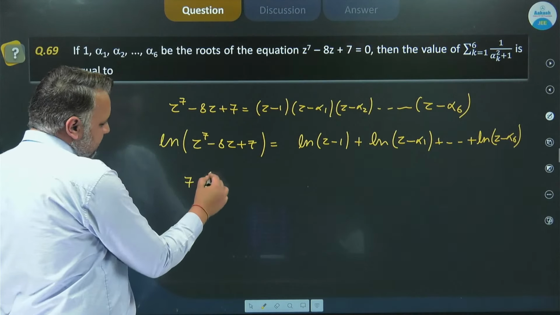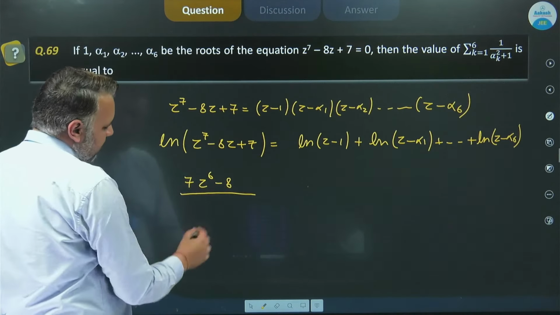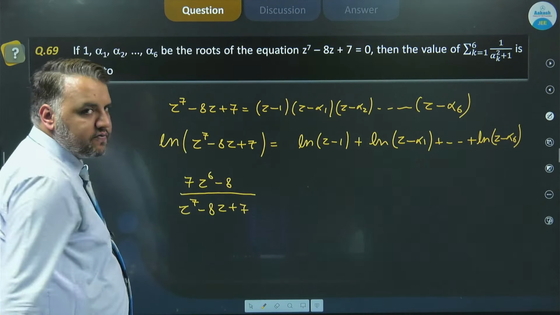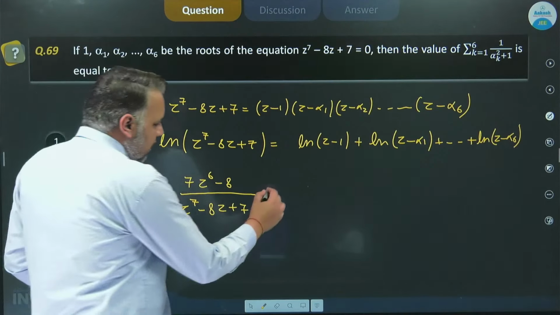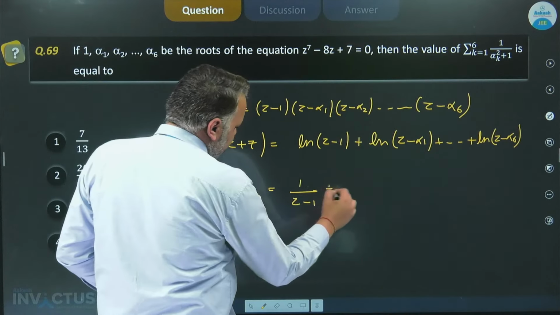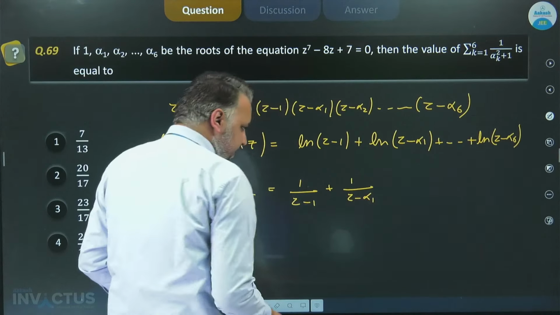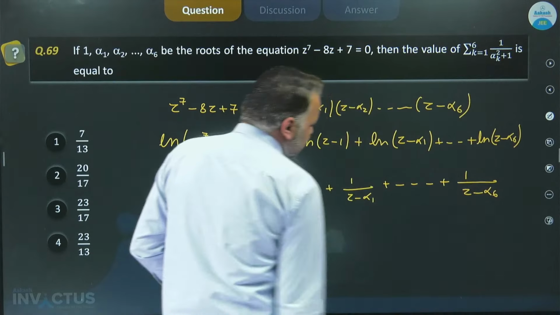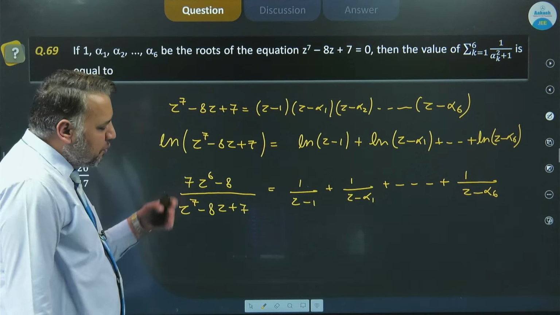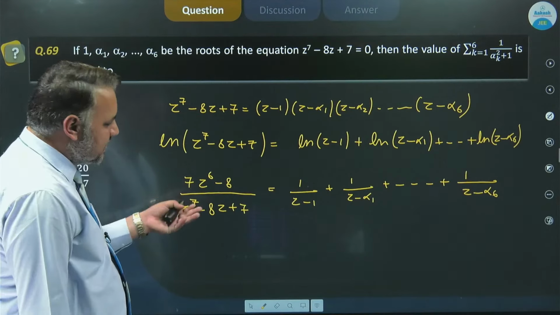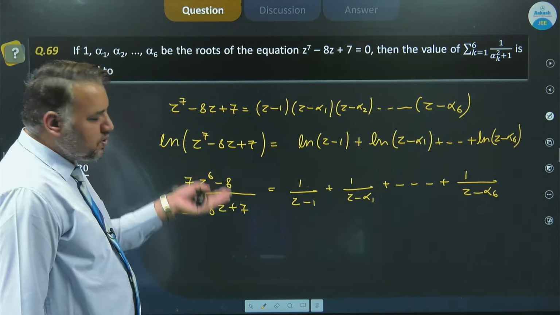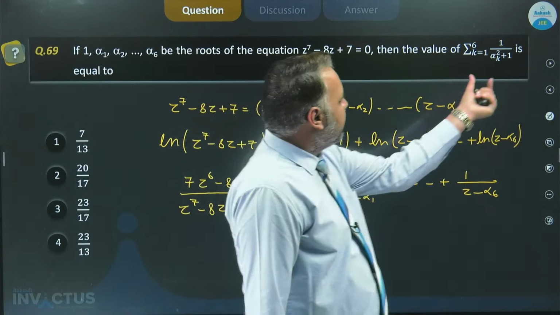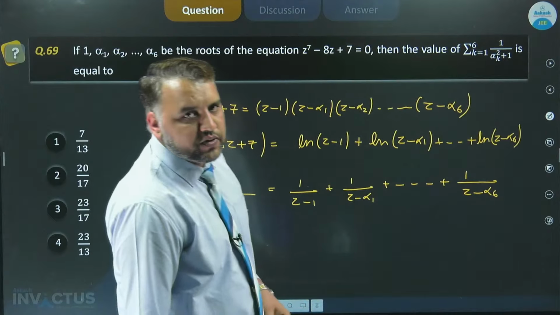7 z power 6 minus 8 divided by z power 7 minus 8z plus 7, using the chain rule for the derivative of ln of something. This will be 1 upon z minus 1 plus 1 upon z minus alpha 1, with respect to z, and we have differentiated this up to 1 upon z minus alpha 6. Now, if we put z equal to iota or minus iota, by adding or subtracting, we can create the denominator like this, alpha k square plus 1.